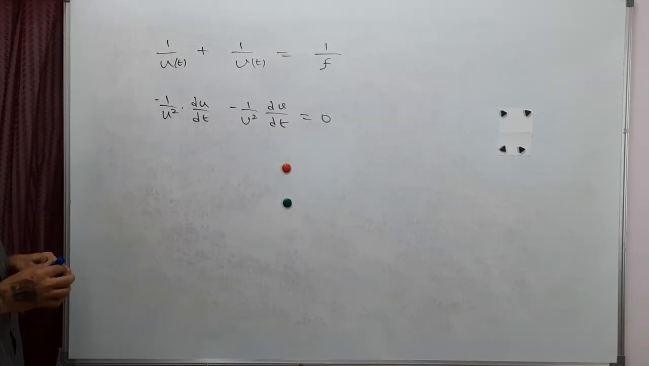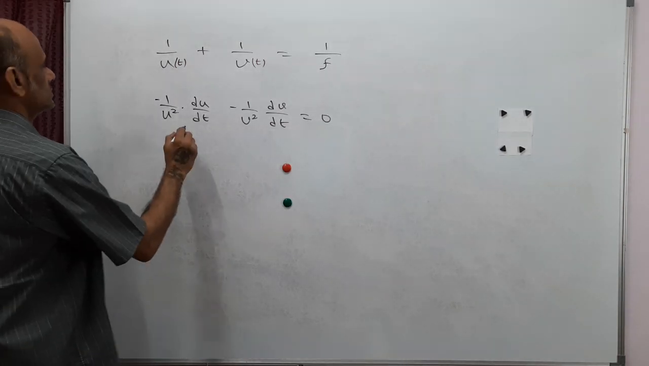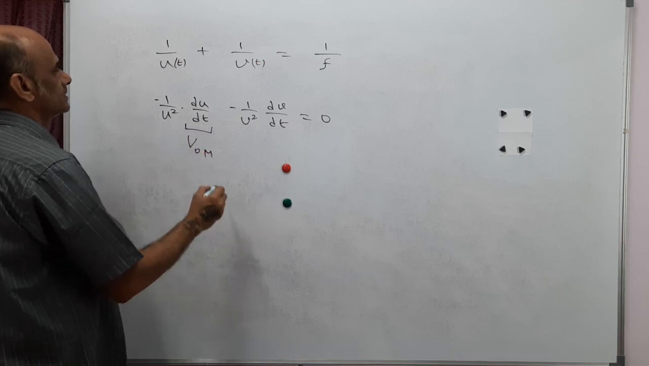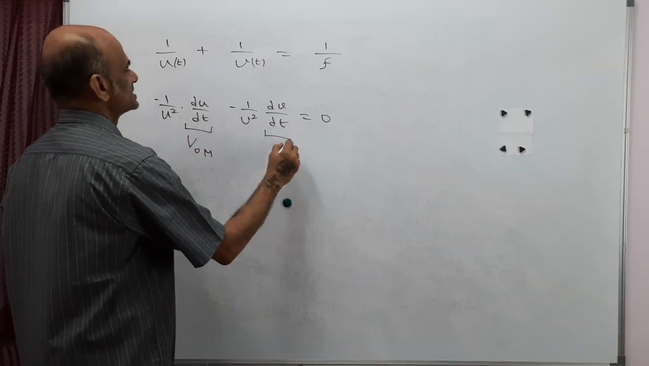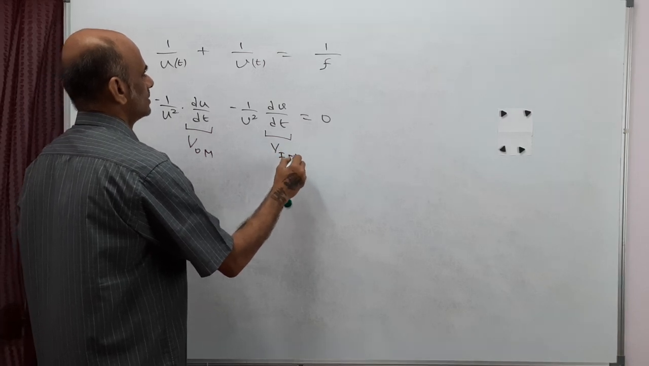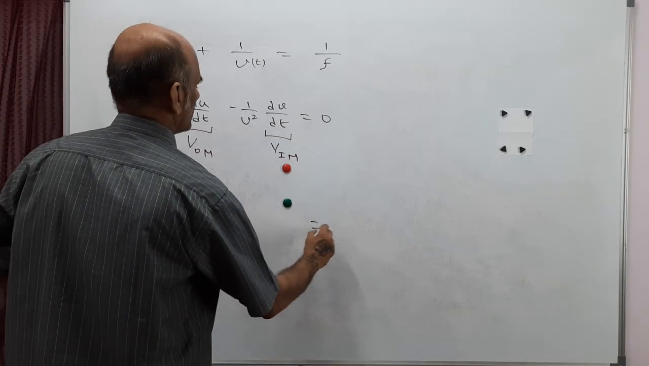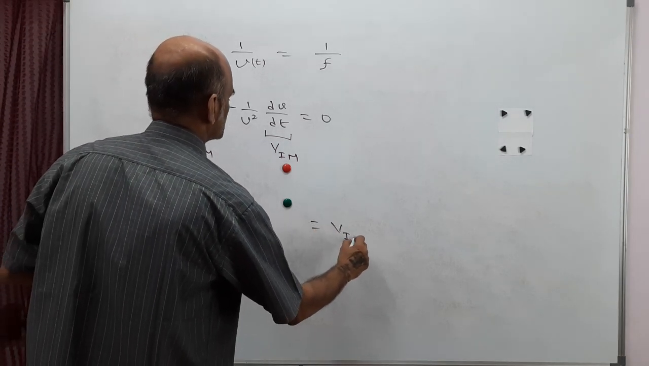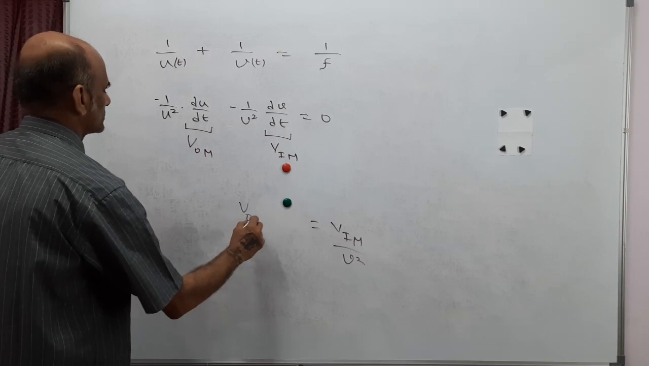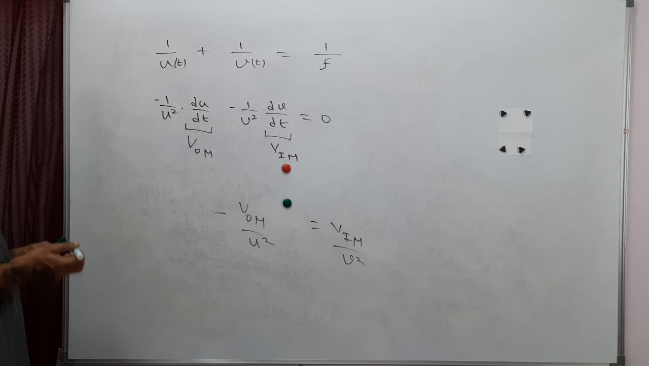du by dt is how fast the object distance is changing from the mirror, so this is the velocity of the object with respect to mirror, and dv by dt, how fast the image distance is changing with respect to mirror, is the velocity of the image with respect to mirror. So from this I get the relation: velocity of image with respect to mirror by v square and velocity of the object with respect to mirror by u square, and there is a minus sign.